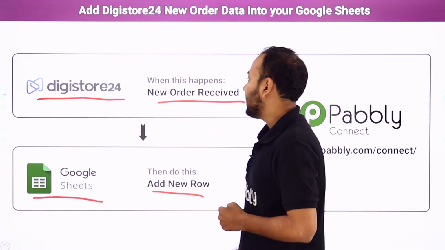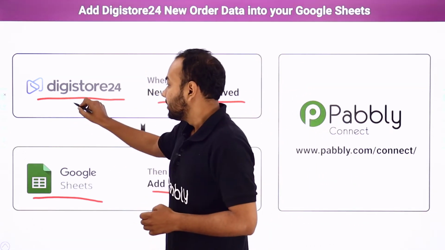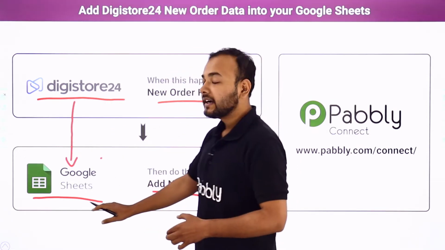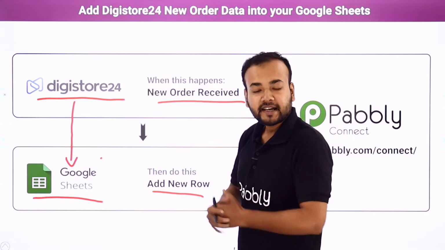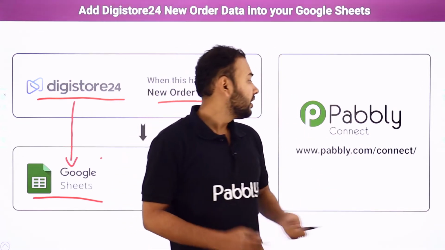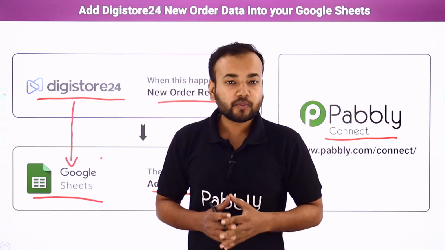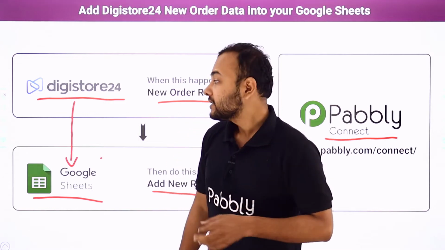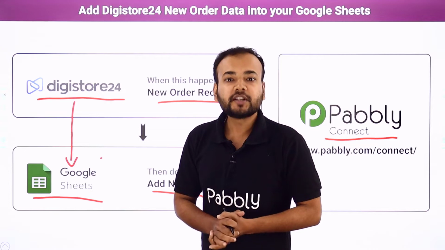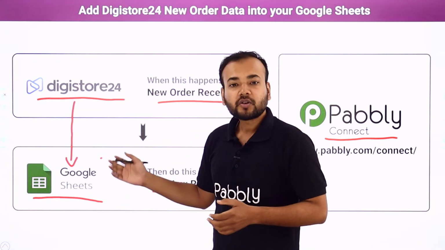What if I tell you that as and when you receive a new order here in Digistore24, the data of the customer gets automatically transferred to a Google Sheet and saved in a new row? Yes guys, this can happen. To make this happen, I am using a software called Pabbly Connect. Pabbly Connect is an integration and automation software, and the best part of making this automation is that you will not require any coding skills or programming knowledge. Any non-technical person can make this automation.